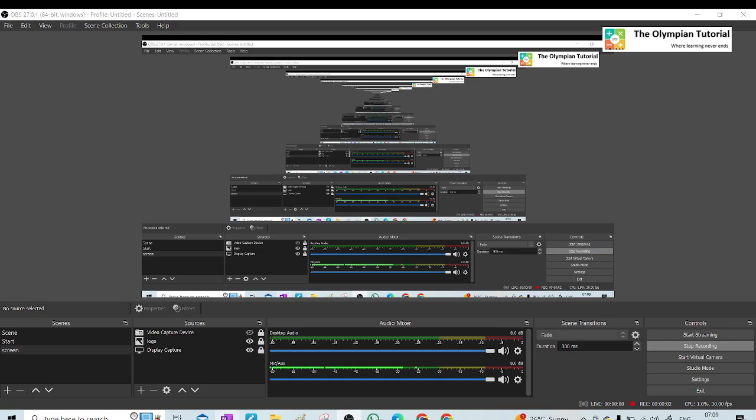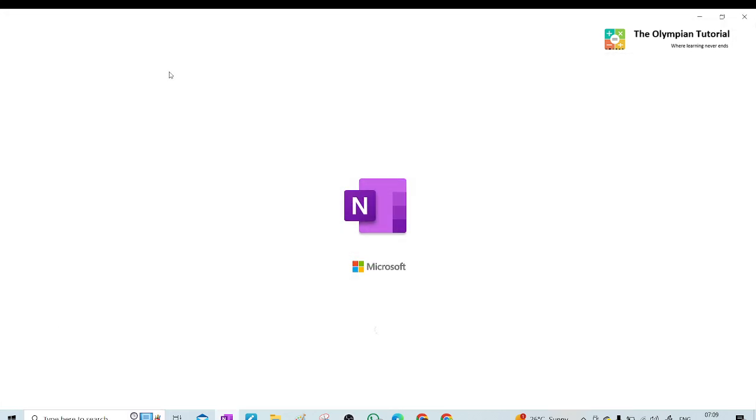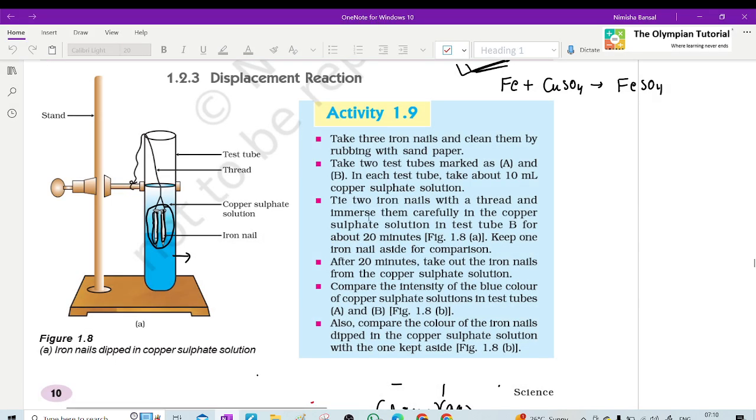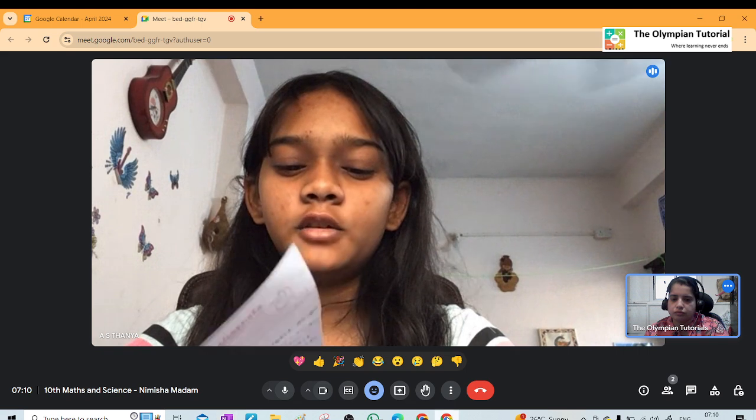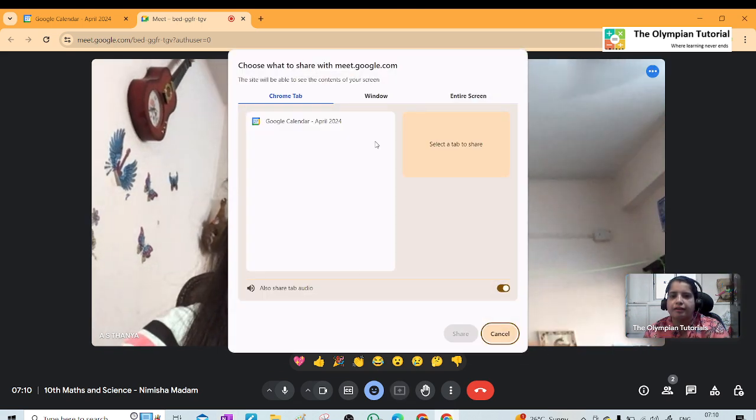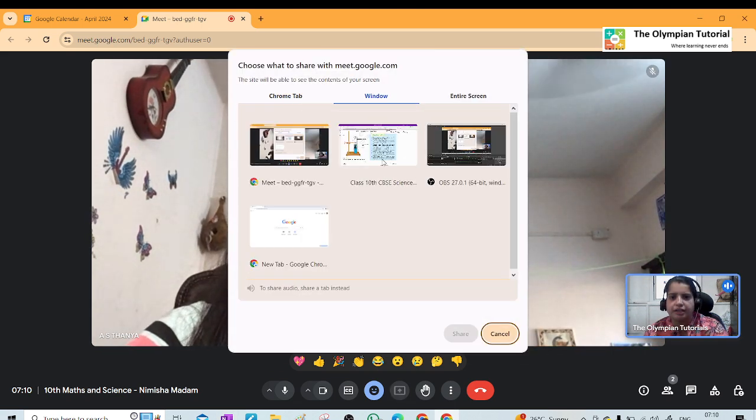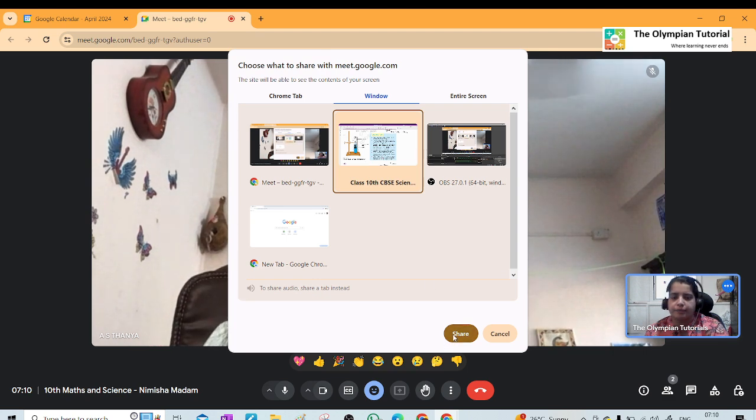We were doing displacement. Yes, ma'am, it is clear. Write down the topic in your notebook: displacement reaction. Okay, after that write down its definition, and then we will write an example.